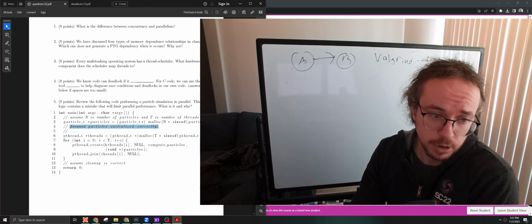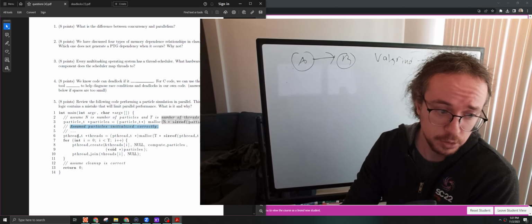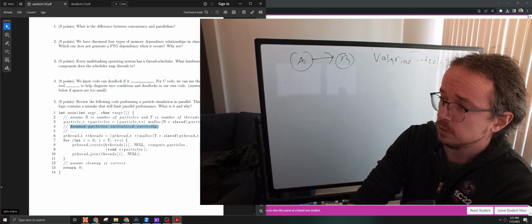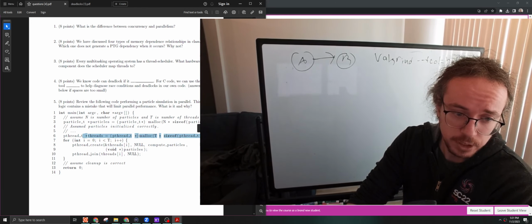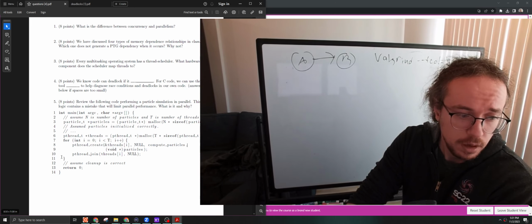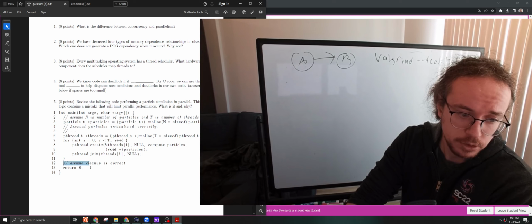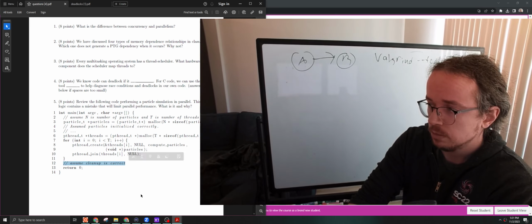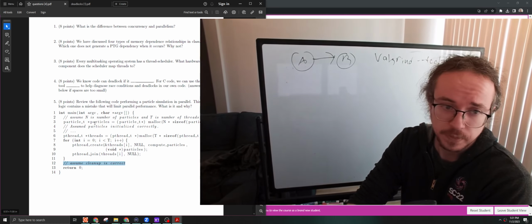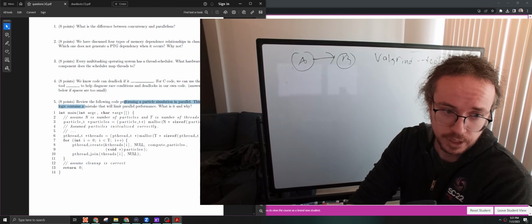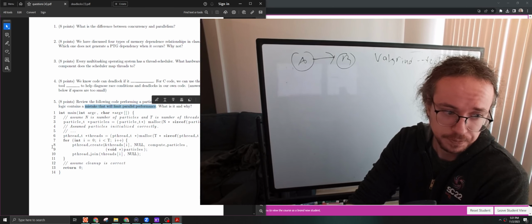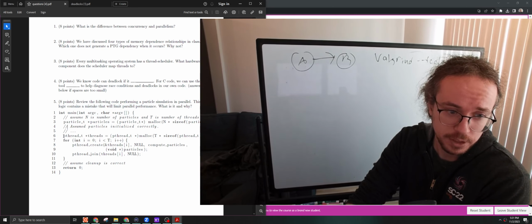We're going to assume the particles are initialized correctly. We're going to assume a lot of this is correct before we get to the problematic part. Then we're going to allocate a bunch of space for threads. That's legal. And if I just skip down here, assume cleanup is correct. Oh, okay. Well, we have to assume after is correct too. So something is going to hurt our performance. Mistake will limit our parallel performance. And it looks like it really needs to be right here.